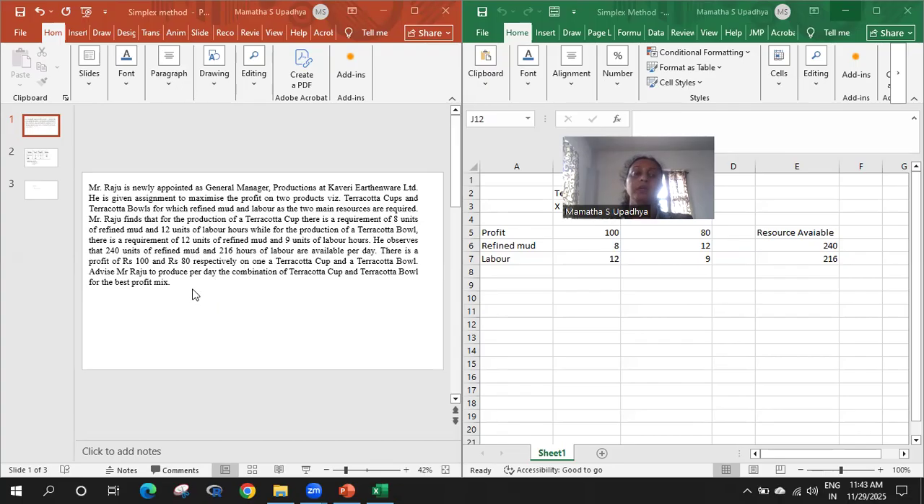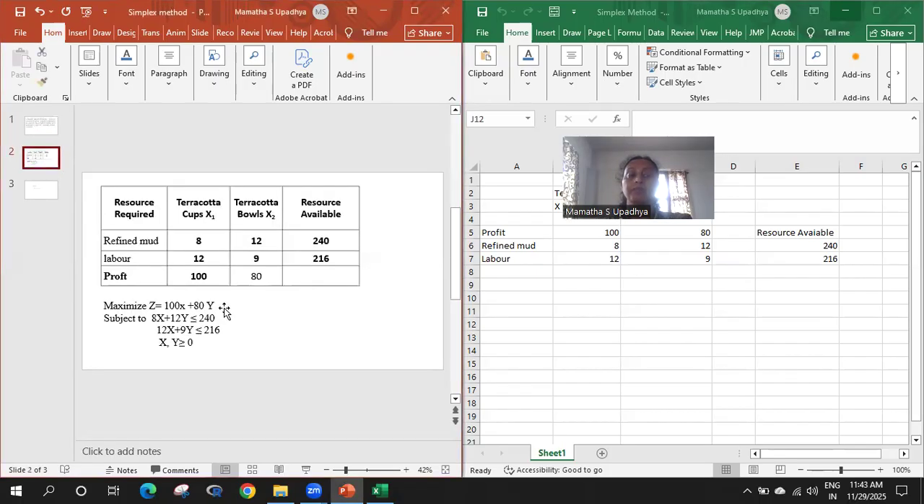So, this problem can be formulated in this way. We shall make a tabular column. First we shall list the resources required. Here the resources required are the refined mud and the labor. And the products to be produced are the terracotta cups and the terracotta bowls. And the resources available: as we saw in the problem, refined mud is available 240 units and the labor hours available is 216. So using this, let us formulate the problem.